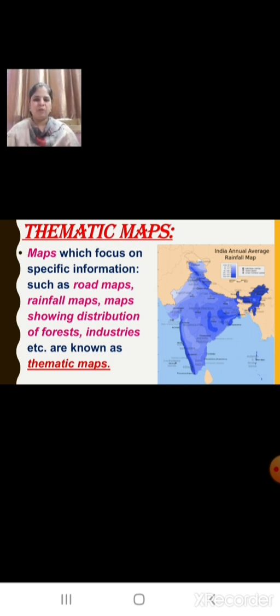The maps which focus on specific information, such as road maps, rainfall maps, maps showing distribution of the forests, industries, etc. Children, the map shown here is a rainfall map. That is, it is specifying a particular theme, that is of a rainfall. It is showing us the rainfall in different areas in different parts of India. So suitable titles are given on the basis of information that is provided in these maps.